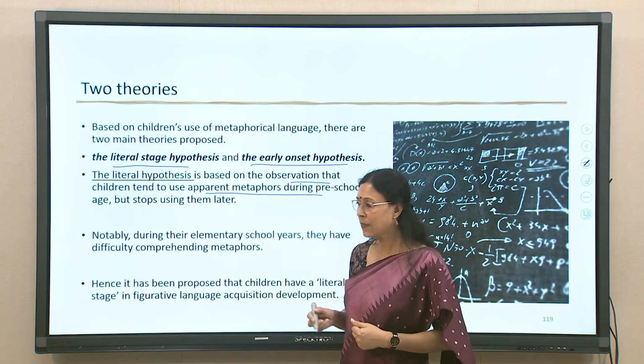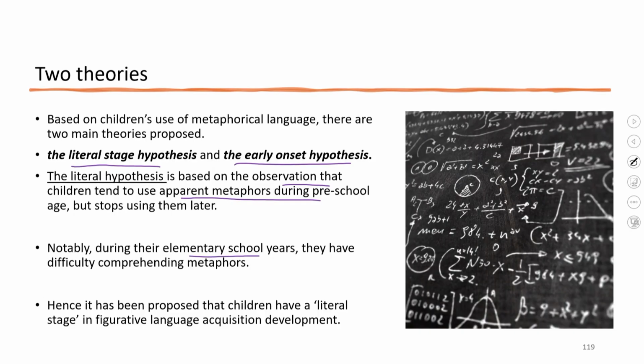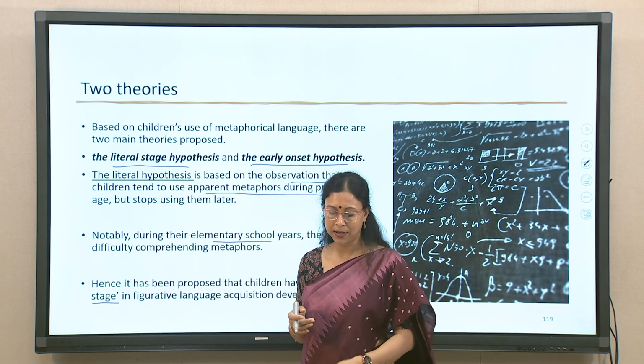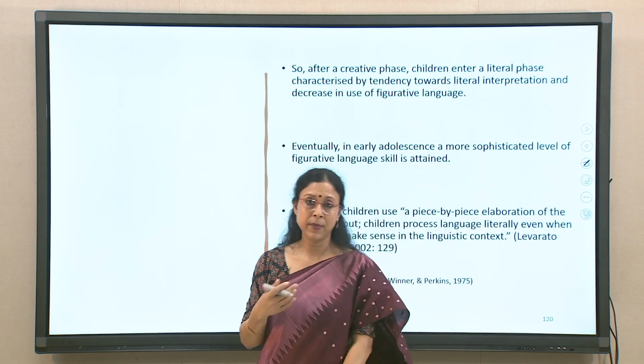Notably, during their elementary school years, they have difficulty comprehending metaphor. Hence, the proposal is that children have a literal phase in their figurative language acquisition development. They call it a literal phase, meaning that they start with some amount of understanding, but then they go to a stage where they interpret everything literally, and then when they are older, they again understand metaphors properly.